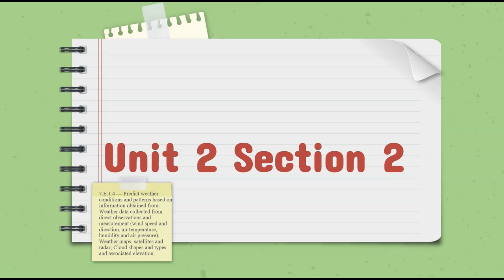It's Mr. Haddock here, and today we are going to start our new unit section. We're going to start Unit 2, Section 2. The standard we're going to start off with is 7E 1.4, which is, in summary, predicting weather conditions based on information that we obtain from various sources, such as observations, measurements, weather maps, radar, and different cloud types. So really what we're going to be doing is taking a lot of our previously learned information and now applying it into making weather predictions.